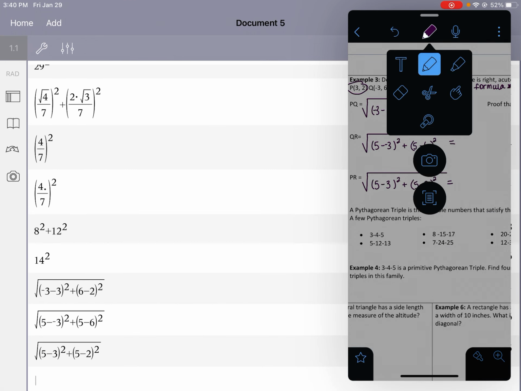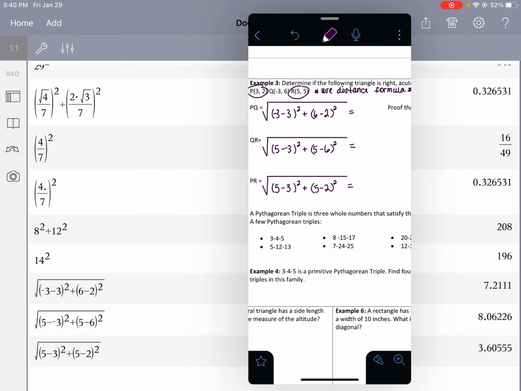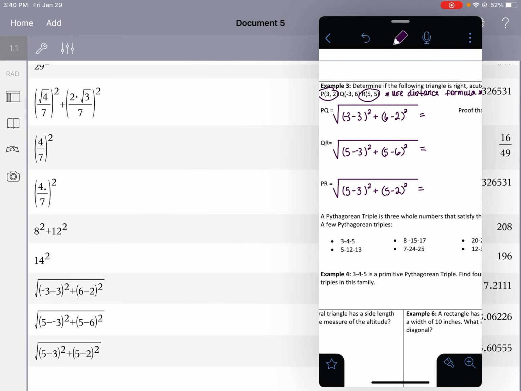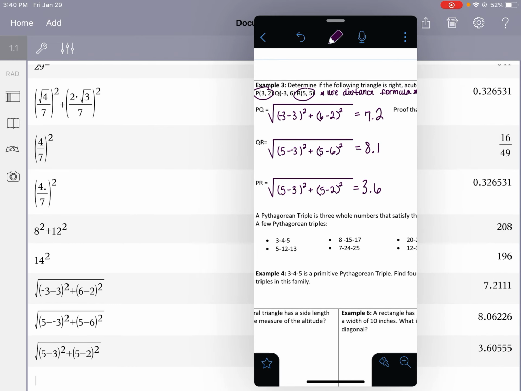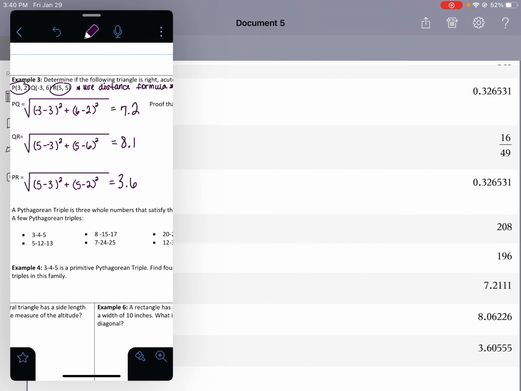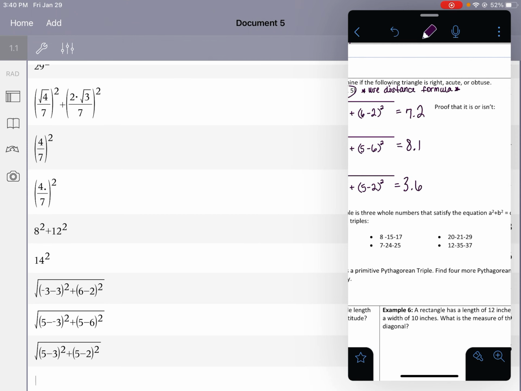Okay. So, oops. All right, so it looks like we got 7.2, 8.1, 3.6. Let me double check that. Okay, and now I'm just going to go ahead and compare those three sides.